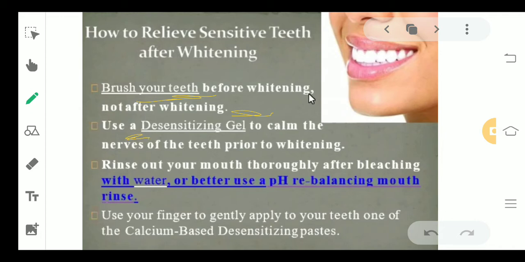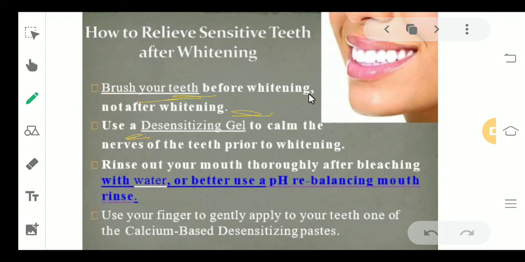Now in general condition also, if a patient comes to you or any person asks you that he has sensitivity, then what should we go for? What you can suggest your patient is a desensitizing toothpaste. There are a lot of desensitizing toothpastes available in the market. Regular use of these toothpastes or gels will lead to improvement in their sensitivity.